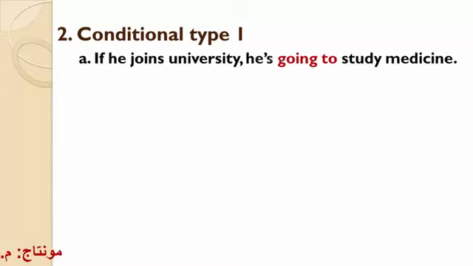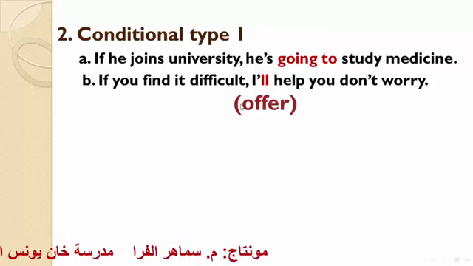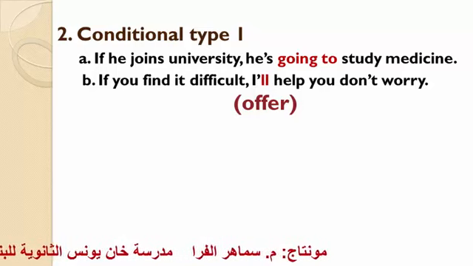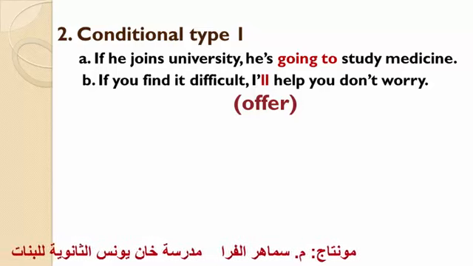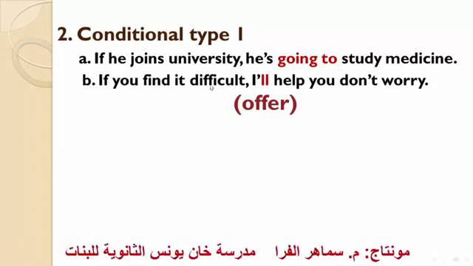The second use of going to is with conditional type 1: if he joins university, he's going to study medicine. But look at B here. If the conditional situation describes an offer, like this sentence, if you find it difficult, I'll help you. Don't worry. Here I am offering help, offering help for a friend or someone.